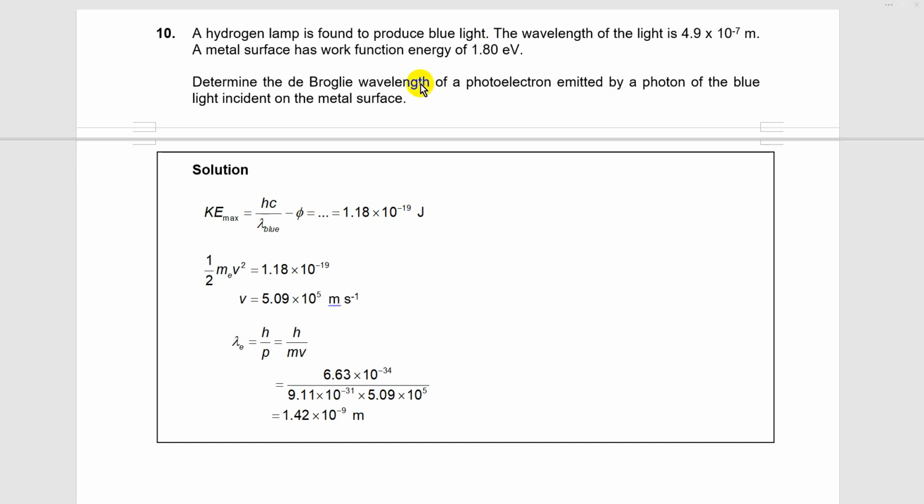So that is the kinetic energy of the emitted electron. And the next step is to find the corresponding wavelength of this electron. The wavelength of the electron is given by the de Broglie formula, h over momentum, h over mv. So to find the wavelength of the electron, we have to find the speed of the electron. We have just found the K of the electron, so we just equate this K to half mv squared. Then we can find the speed. Then we sub the speed inside here. m is the mass of the electron, we sub inside here. h is the Planck constant, we sub inside here. We get the answer, the wavelength of the electron, 1.42 times 10 to the power minus 9 meters. So that's question number 10.